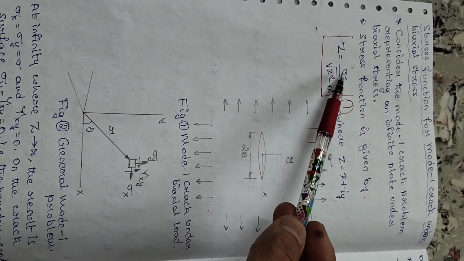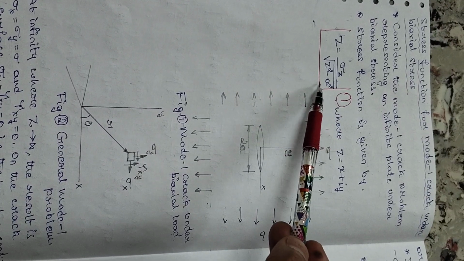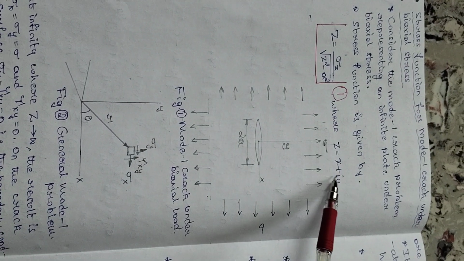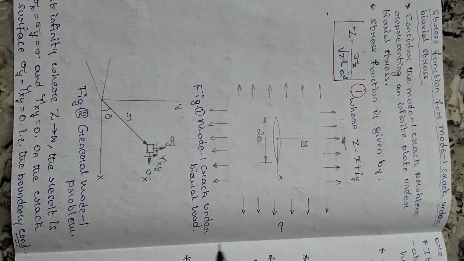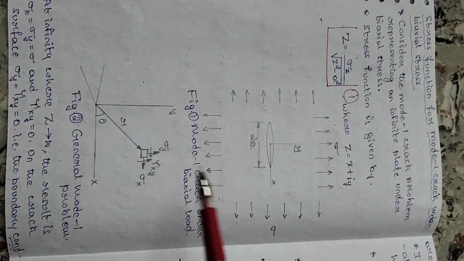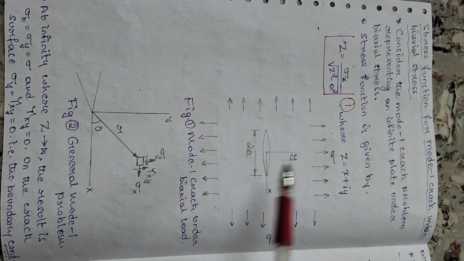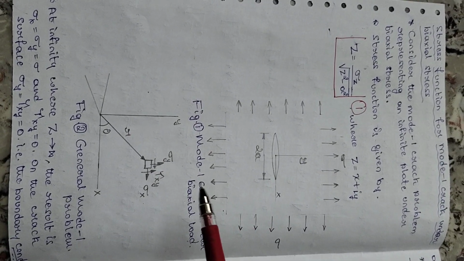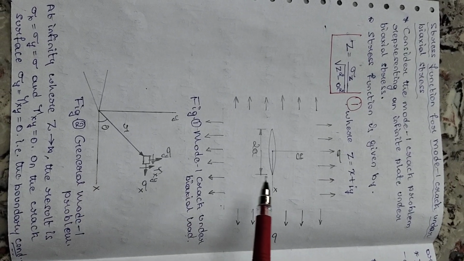So here the relation is given: Z is equal to sigma z divided by square root of z square minus a square, where z is equal to x plus iy. Since this is a theoretical part, I will just brief it, and if you want you can make a note of this so that you can reproduce it. This carries about 6 marks or 8 marks in your exam.